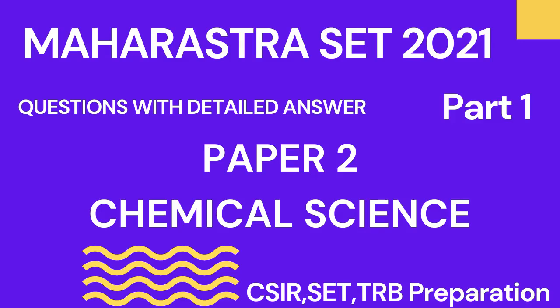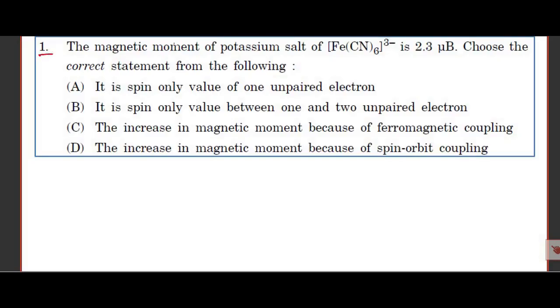Maharashtra SET exam 2021. Question with detailed explanatory answer. Paper 2. Chemical Science. Part 1. Question number 1. The magnetic moment of potassium salt of [Fe(CN)6]3- is 2.3 μB. Choose the correct statement of the following.